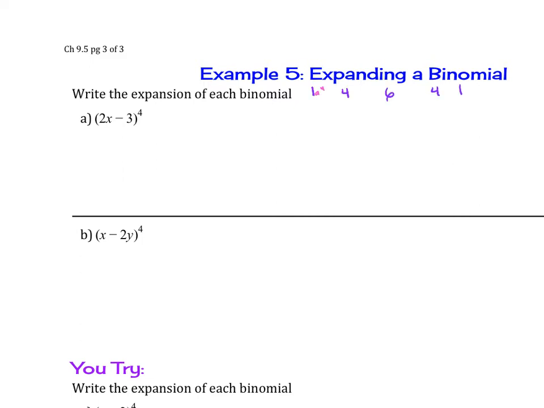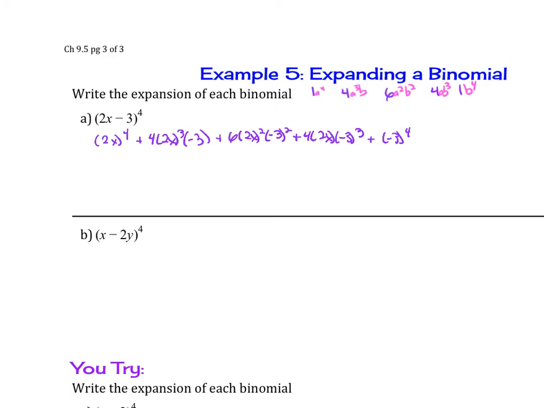And then this is a to the fourth, a cubed b, a squared b squared, a b cubed, and b to the fourth. Again, I always like taking a look at, we're at the fourth row, and so the exponents should add up for each term to that fourth row. So I know if I made a mistake or not right away. So let's plug in what we have. So we have 2x to the fourth power plus 4 times 2x to the third power times negative 3 plus 6 times 2x squared times negative 3 squared plus 4 times 2x times negative 3 to the third power plus negative 3 to the fourth power.